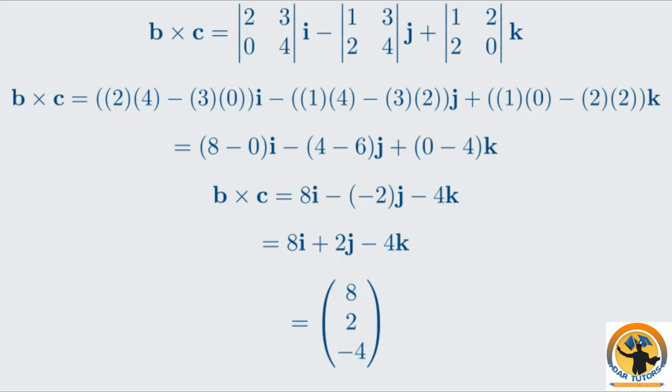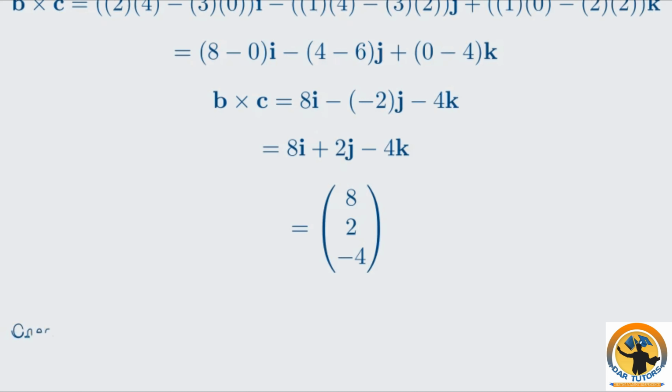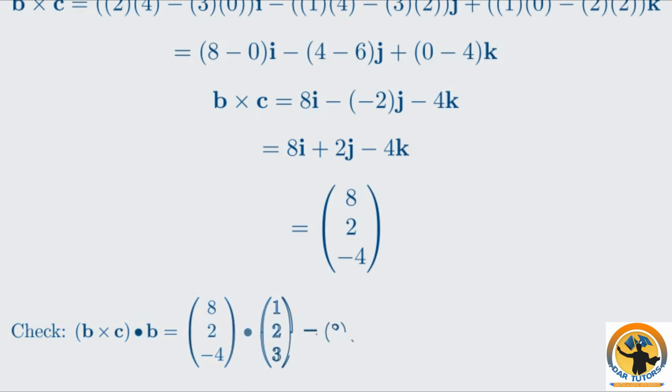A great way to check your work is to verify that the resulting vector is indeed perpendicular to the original vectors. We can do this using the scalar product. Let's check if (8, 2, -4) is perpendicular to B. Their dot product is 8 times 1 plus 2 times 2 plus minus 4 times 3, which equals 8 plus 4 minus 12, which is 0. Since the dot product is 0, they are perpendicular.